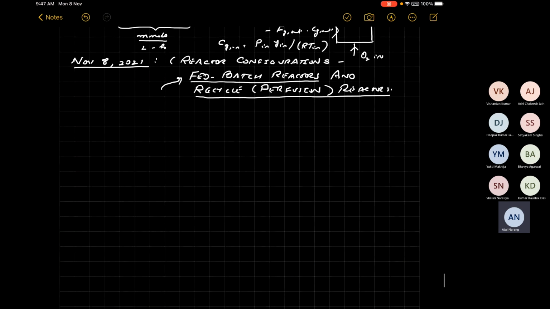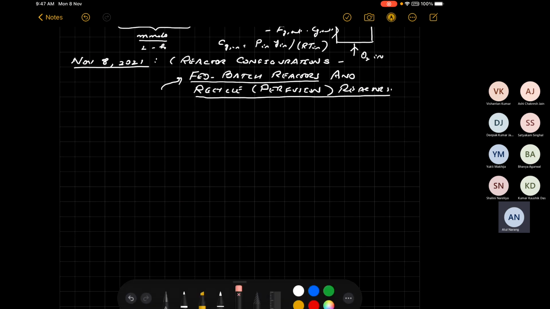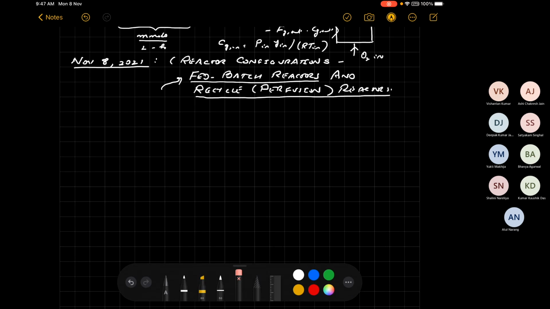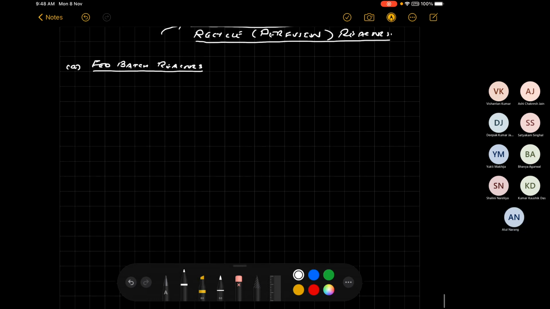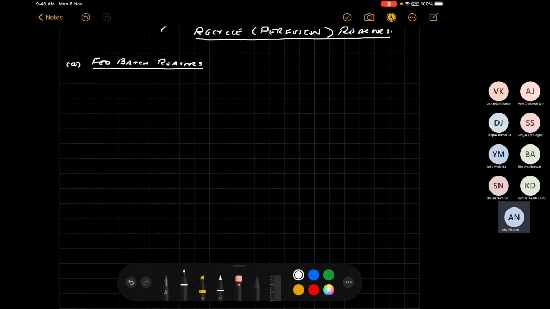So that brings me to the first topic, which is fed batch reactors. Let me define this and then first say why it is important, right? So define meaning, what is a fed batch reactor?